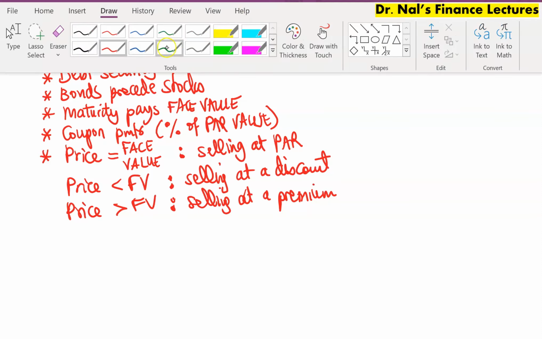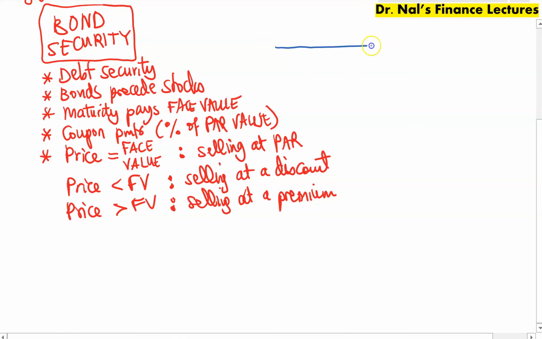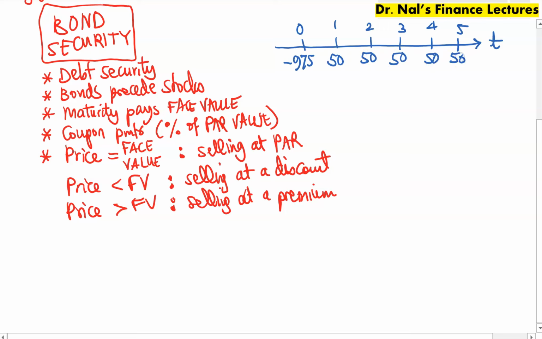All right, so let's put all this into a timeline. Usually this is the way we represent bonds. Suppose that you have a 5-year bond. A company recently issued a 5-year bond to borrow money from the public, from bondholders, and the bond, let's say, is selling at $975 today, and in return the bond is paying $50 year after year in coupons, and in the final year it's paying back its face value.